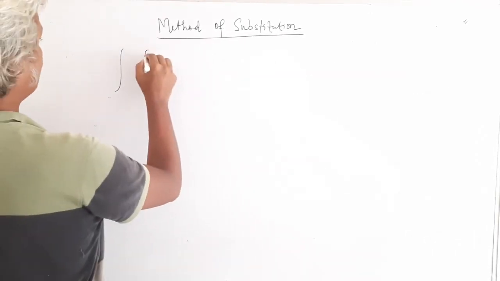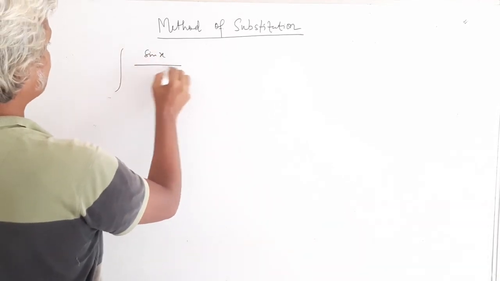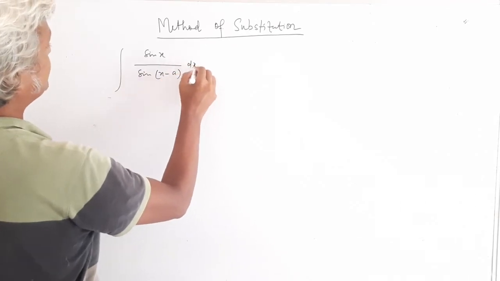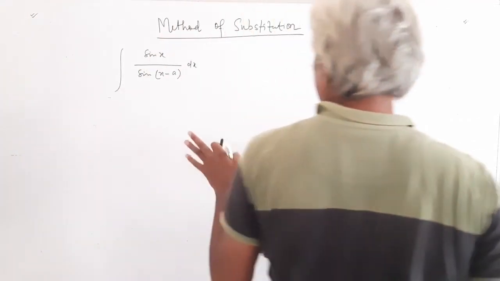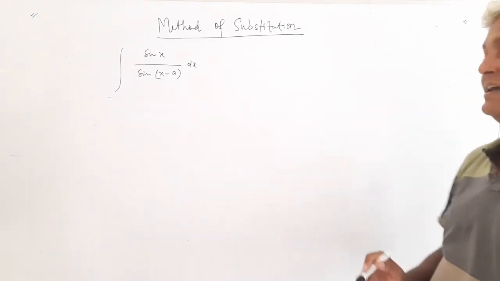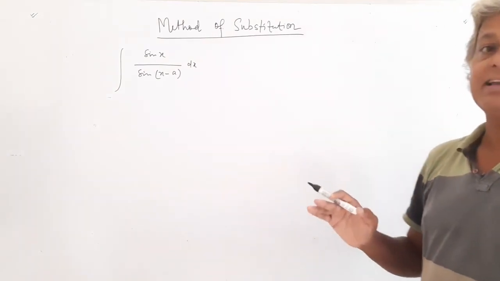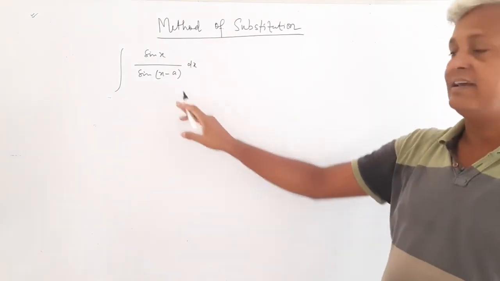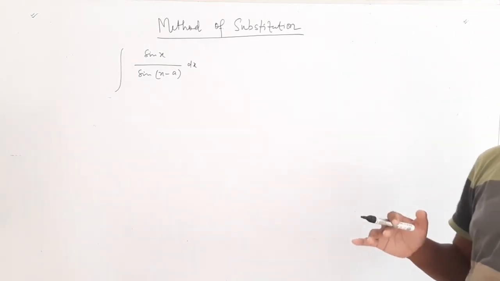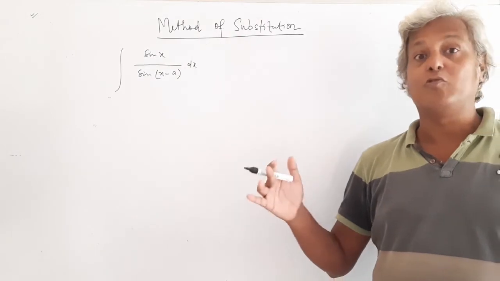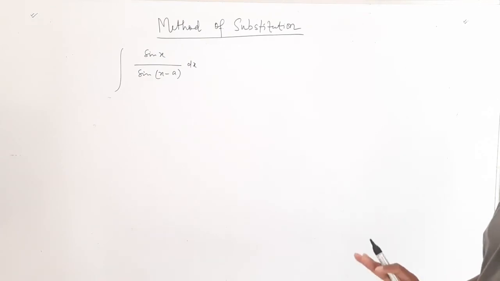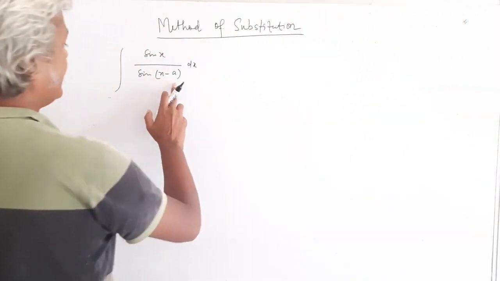Now I have another question which has the form sin x over sin x minus a dx. If you expand sin x minus a, it becomes sin x cos a minus cos x sin a, and that gives you nothing. The denominator is expanding unnecessarily. If the numerator were expanding, then at least we could write it as two or more fractions, but here that is not possible. So what I suggest is that you take this x minus a as something.